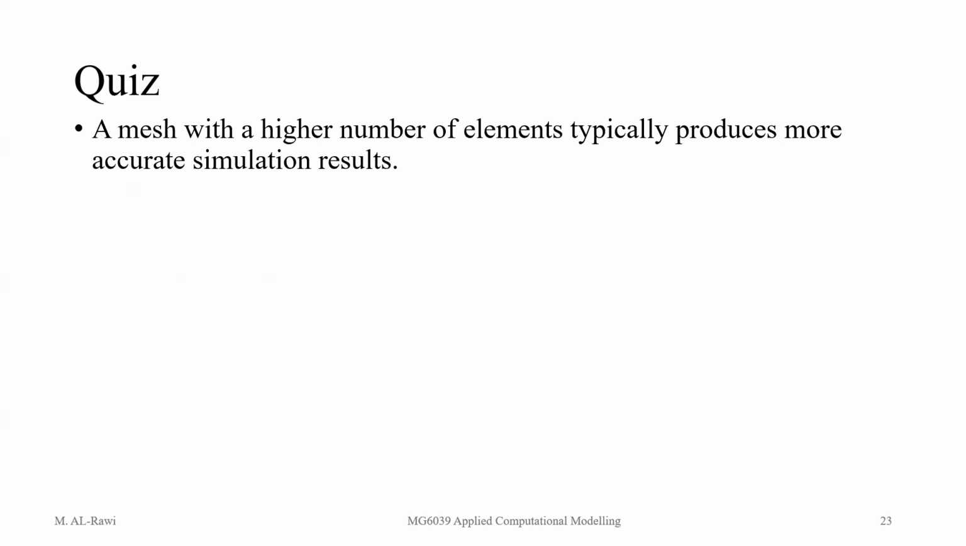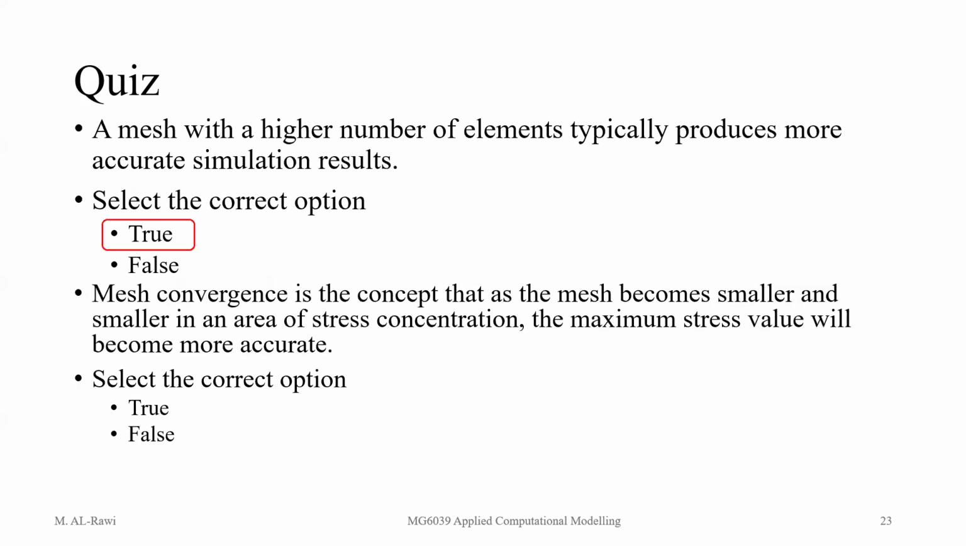A mesh with a higher number of elements typically produces more accurate simulation results. True or false? True. Mesh convergence is the concept that as the mesh becomes smaller and smaller in areas of stress concentrations, the maximum stress value will become more accurate. True or false?